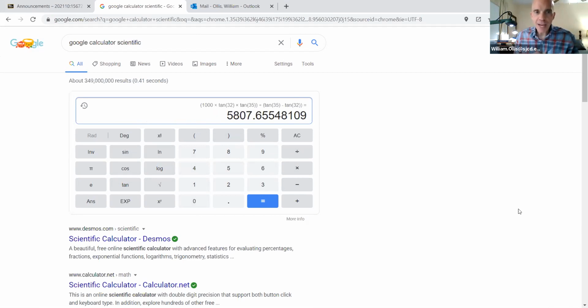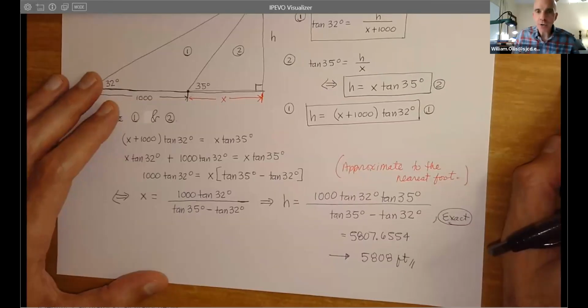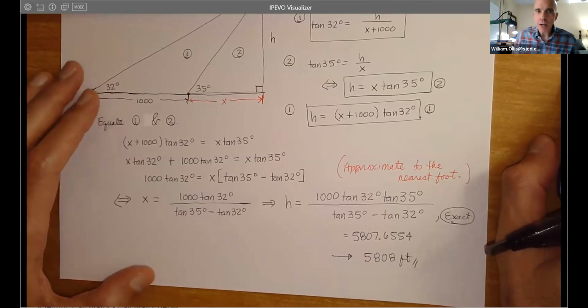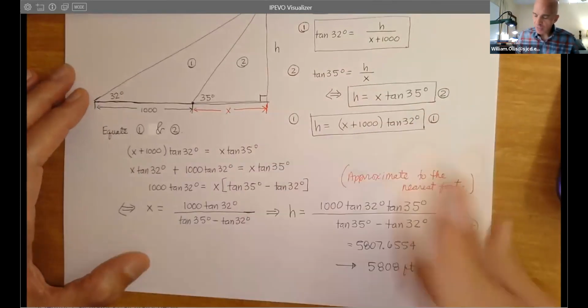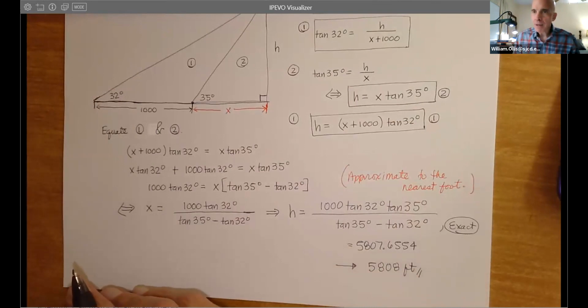And this will give you 5,807.6554. And we want to round to the nearest foot. So this will give us an approximate height of 5,808 feet. So this is what you want to share with your clients who are paying you good money for your expertise. As an engineer, as a future STEM professional, your boss wants to see this, and then you can go to here.